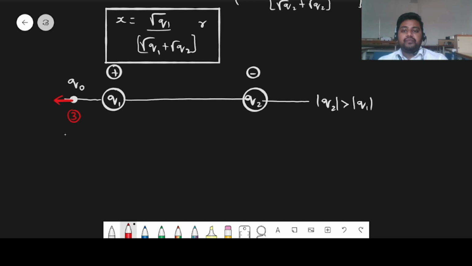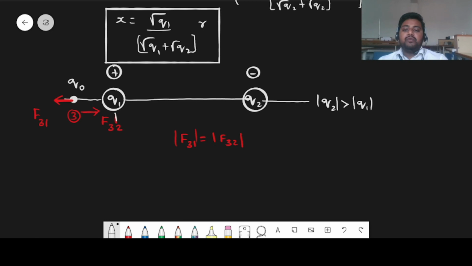The q0 will be kept in this region so that the forces acting on it balance. Let's say this is a third charge. Since this is positive, F31 will be acting in this direction. Since the other is negative, it will attract it, so F32 will be acting in this direction. Substituting both, modulus of F31 should be equal to modulus of F32, because only magnitude matters here.